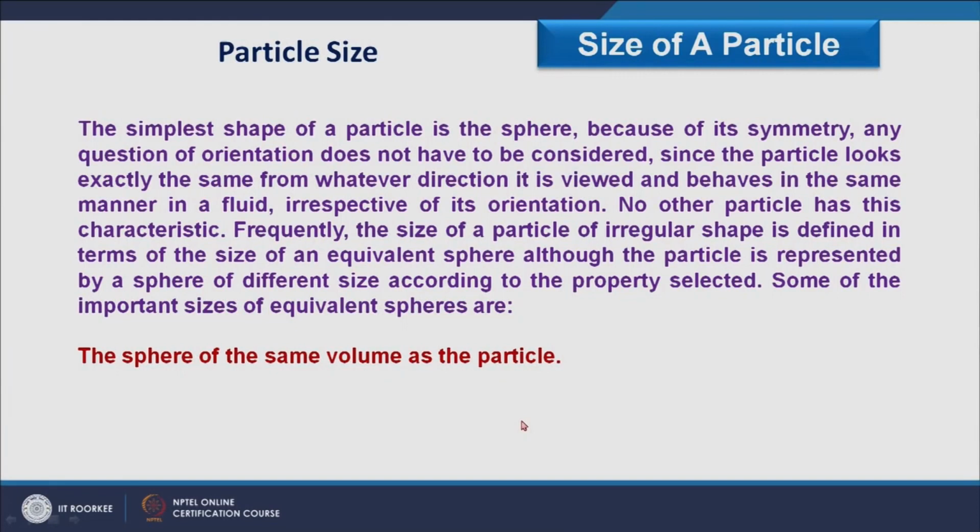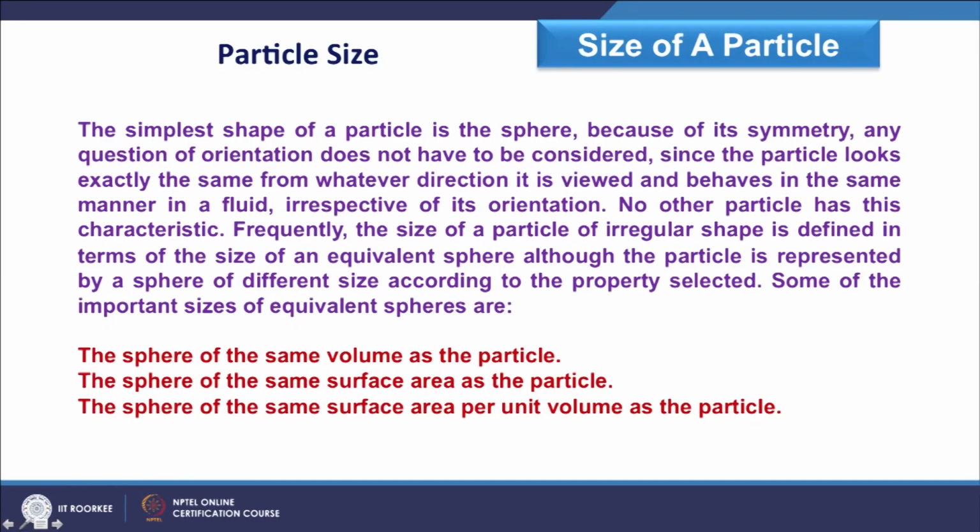Some of these important sizes of equivalent spheres are: the first one is the sphere of the same volume as the particle. So in this case volume is the property selected. Another is the sphere of the same surface area as the particle, so the property is the surface area. Further, the sphere of the same surface area per unit volume as the particle, so surface area per unit volume is the property. So according to the property we can equate the irregular shape of a particle to the sphere.